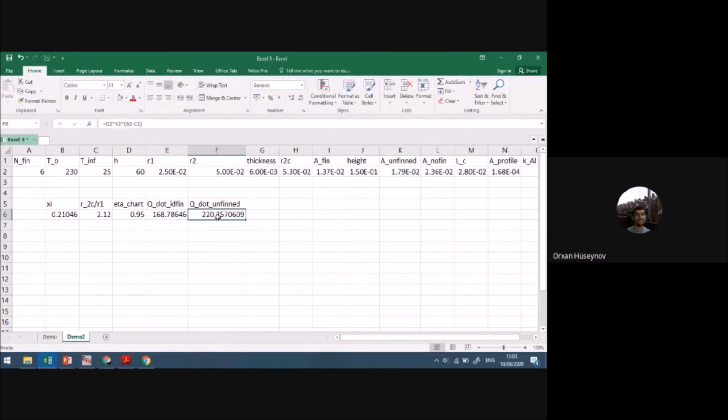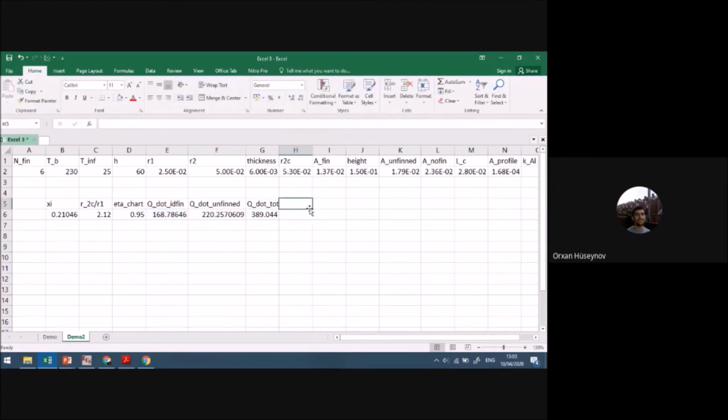It is 220 watts from unfinished parts, 168 from the finned parts. Therefore, Q dot total is the sum of it. So 168 plus 220, this is around 400 watts.